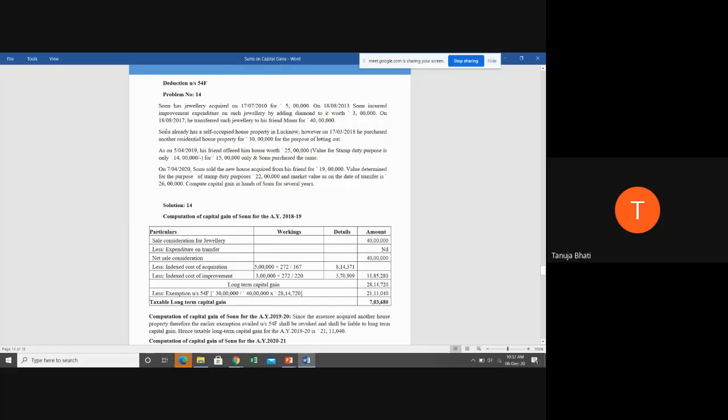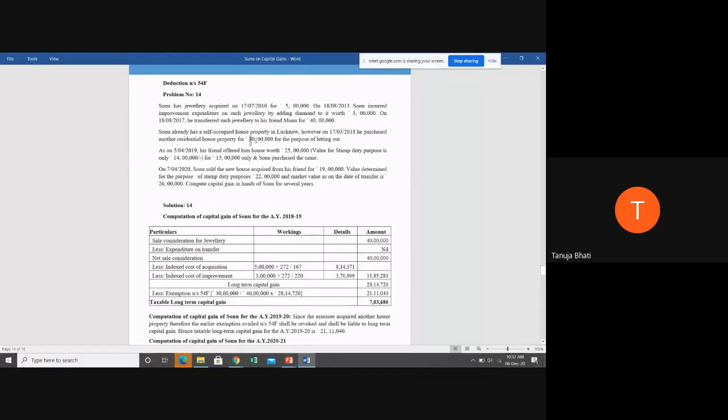Here we know that he has invested the capital gain in a residential house worth rupees 30 lakhs. So what is the exemption amount that you are going to get under section 54F? Under section 54F, the exemption will be the proportionate amount of capital gain. How do you calculate it? You compare the cost of the new asset with the sale consideration: the cost of the new asset divided by the sale consideration into the long-term capital gain.